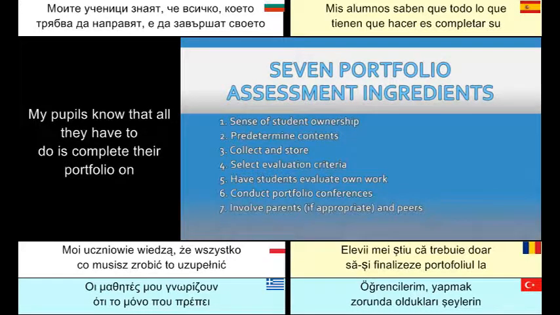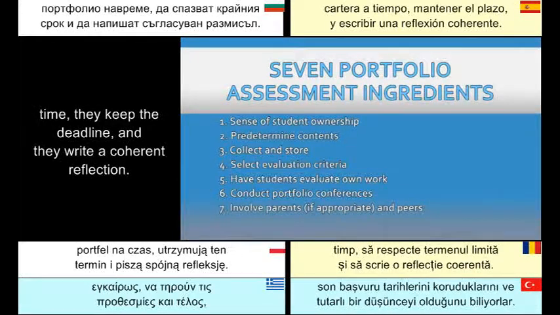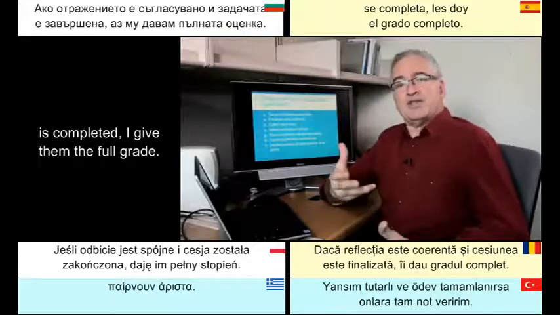Students who take my 4-credit classes know that all they have to do is complete their wikifolio on time, posted by the deadline, and write a coherent reflection. If the reflection's coherent and the assignment's complete, I just give them the full points.